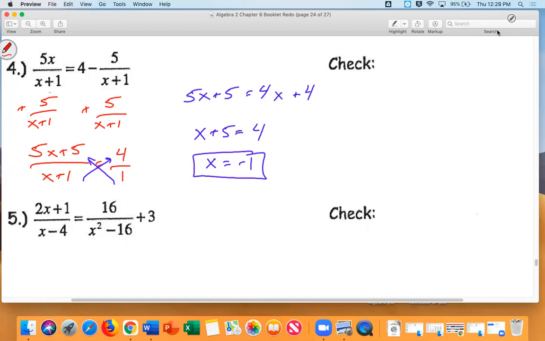Yep, right there. Remember, I moved the x first. So I moved the 4x out. So I did this. Five minus 4 is 1. Those cancel. And then I have x plus 5 equals 4. All right. I always move the smaller x. I don't like dealing with negative numbers as much. All right.